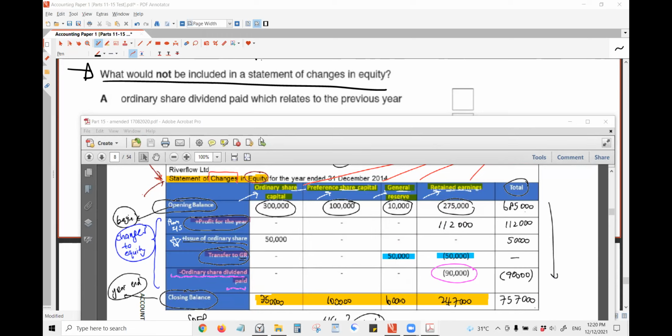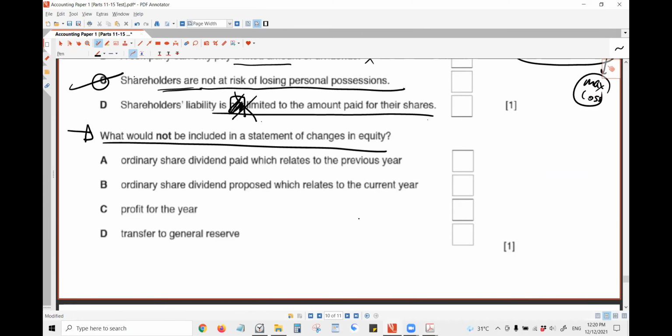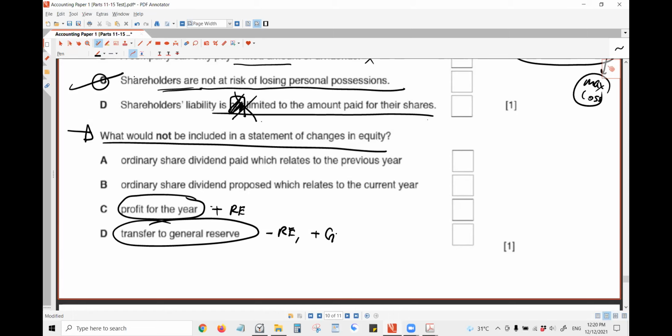So profit for the year, you see this in the table, right? Statement of changes in equity. It is added into the retained earnings. Transfer to general reserve is also in the statement of changes in equity table. Minus from retained earning, then you plus it into the general reserve, right? Then here comes the A and B. Ordinary share dividend proposed. When you see the word proposed dividend, what do you do?